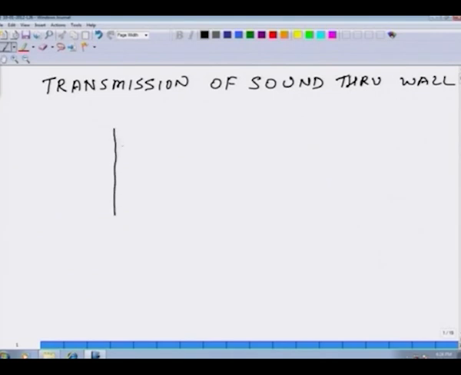So, I will make a very simple picture. Let us say I have a wall and the sound is hitting the wall at an incident angle which is 90 degrees. So, it is a normal incidence. So, this is my incident wave and that is my reflected wave. So, the complex magnitude of incident wave is P plus, of reflected wave is P minus, and then this is the wall in question, and a part of this sound it gets transmitted to the other side, and let us say the complex amplitude of this wave is P t.